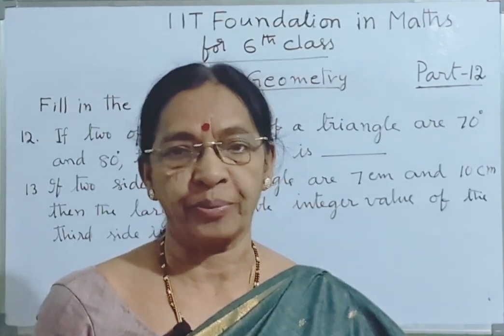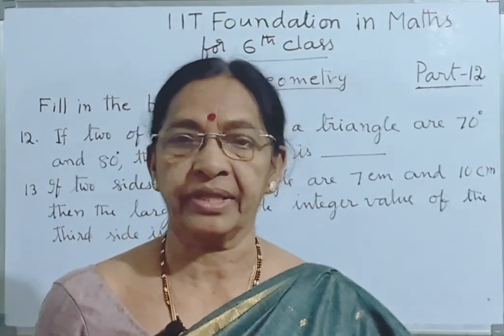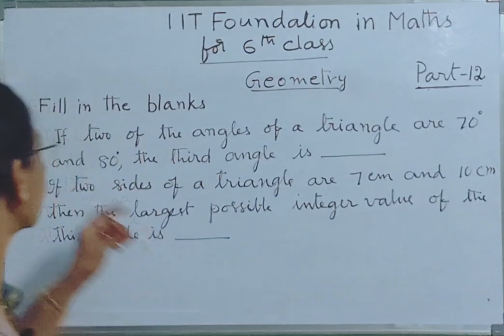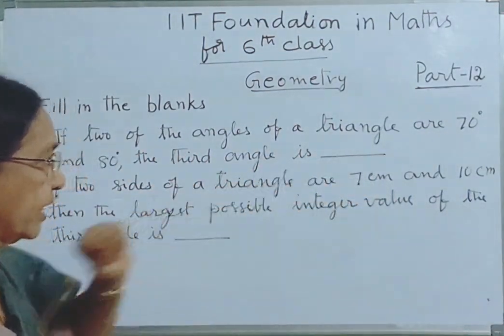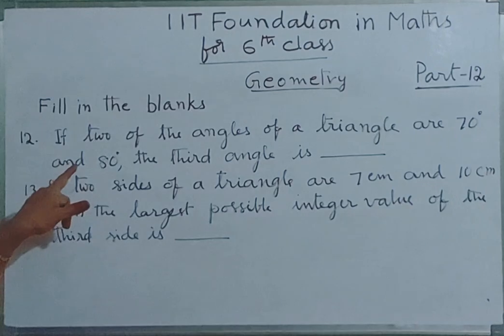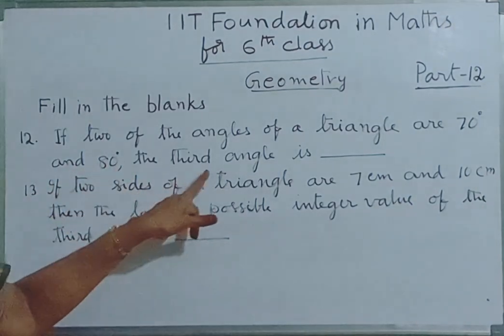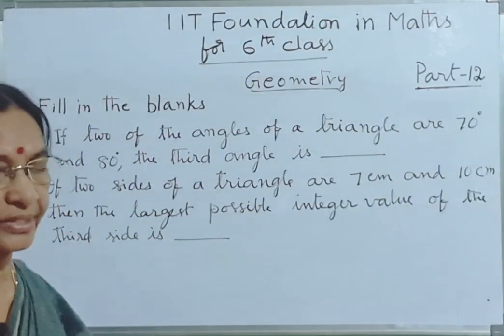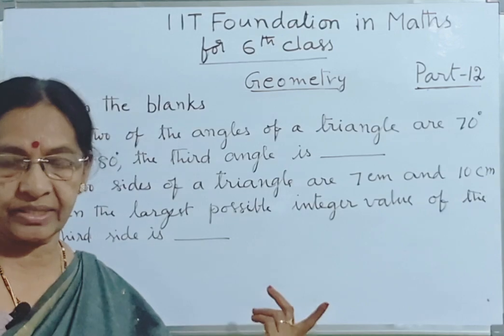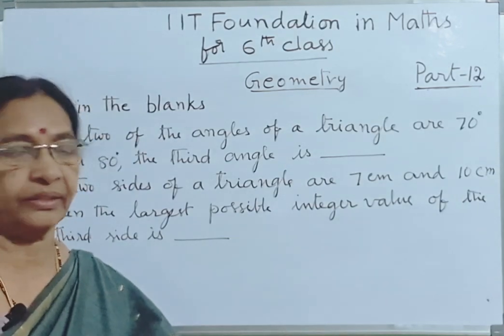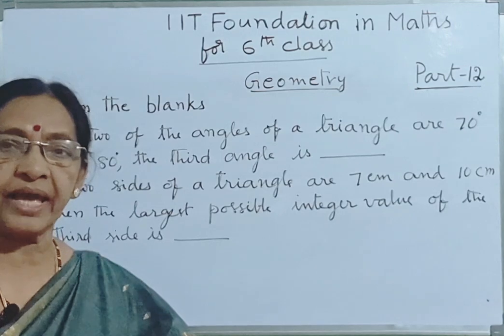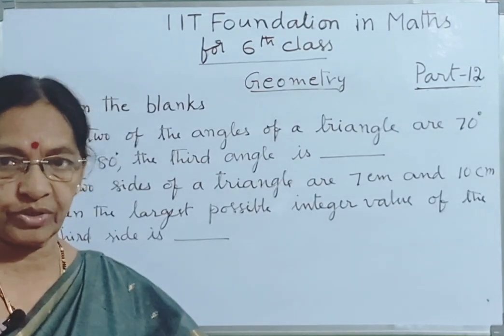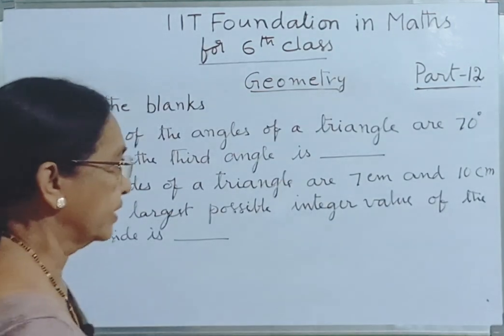Chapter 8 Geometry. We are doing the exercise, the 12th problem. If two of the angles of a triangle are 70 and 80, the third angle is dash. Two of the angles of a triangle are given, the third angle is required. So, the sum of the three angles in a triangle is equal to 180 degrees.